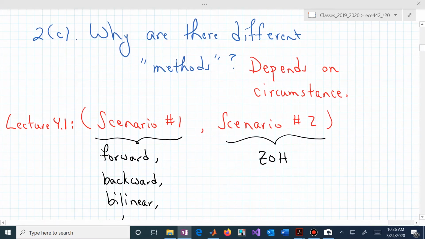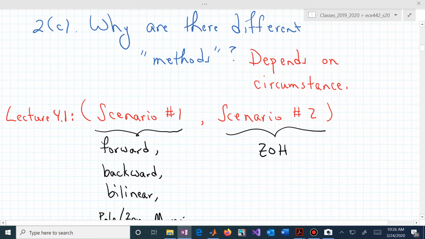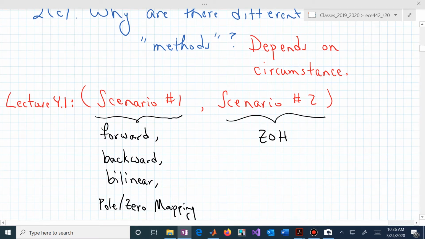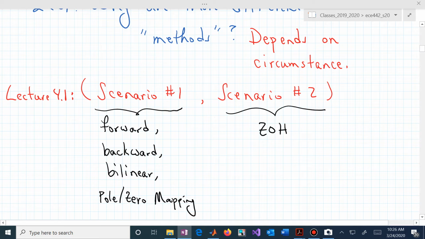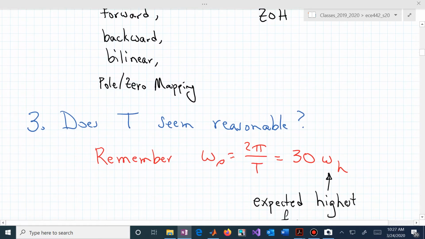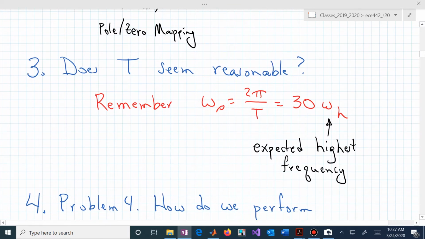Why are there different methods? It depends on the circumstance, and we talked about that in lecture 4.1. We have 2 different scenarios. Scenario number 2 is what we really started with, and that's the zero order hold equivalent. Scenario number 1 in these discrete equivalents deals with the numerical integration equivalents, which are the forward, backward, and bilinear, and it also concerns the pole zero mapping strategy. And we'll talk more about those in the answers.